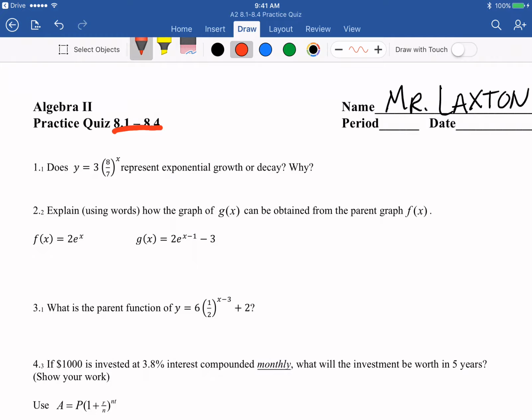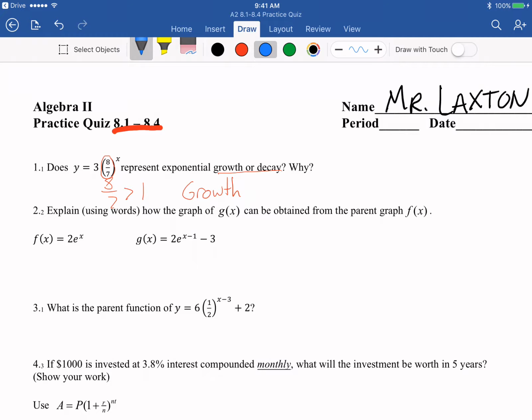All right, so here we go. First one here, looking at asking if this is growth or decay. And for this one, we have to look at that B value right there. So we look at that 8 sevenths and say, hey, is 8 sevenths greater than 1 or less than 1? And 8 sevenths is greater than 1, so that tells us that we have growth here for this one. So again, look at that B value, see if you have growth or decay.